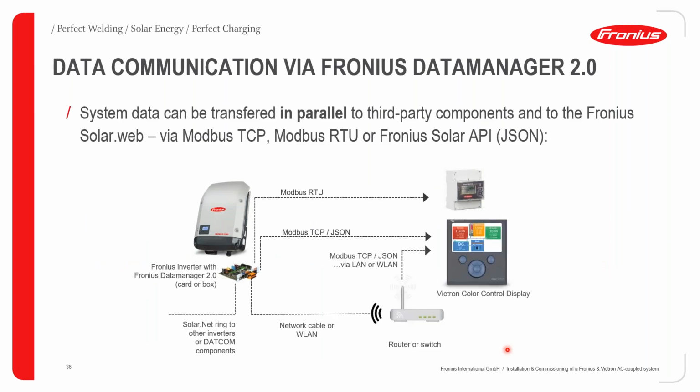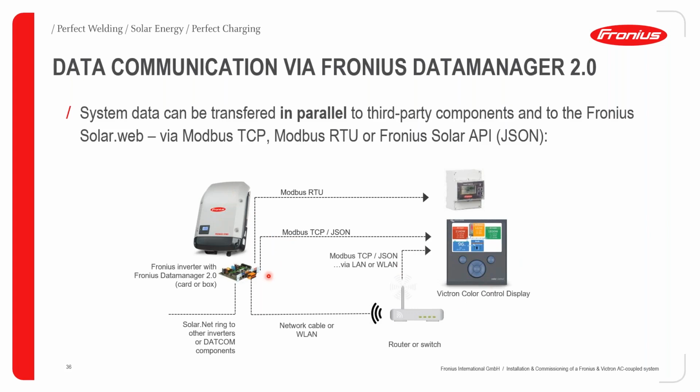Okay, so how does the data manager really communicate? So the first type of connection the data manager can have is over Modbus RTU. And for example, if your Fronius is on the input of a Victron, then you'll be connecting a Fronius smart meter to communicate over Modbus RTU with the Fronius data manager.